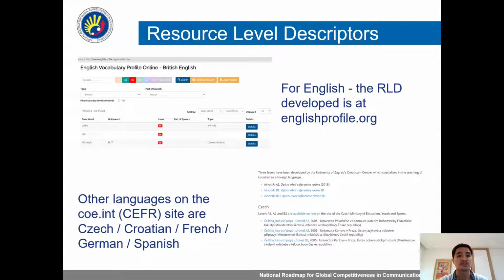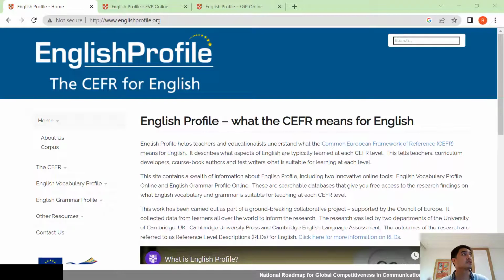So let's just look at the resource level descriptor for English. It's actually, you can find it online here at englishprofile.org. So this website is englishprofile.org. It is really the resource level descriptor for English. So it has a couple of very cool things. It has a vocabulary profile, and it also has a grammar profile.